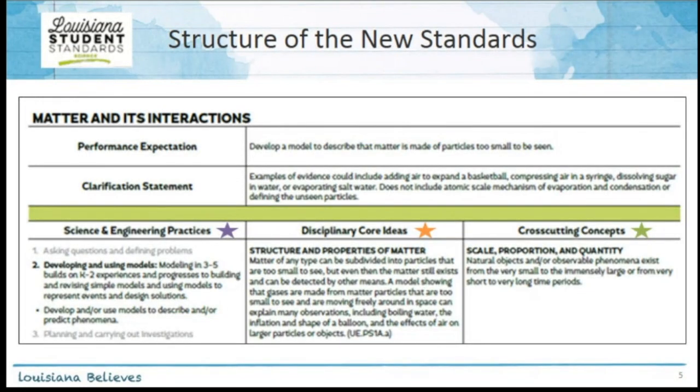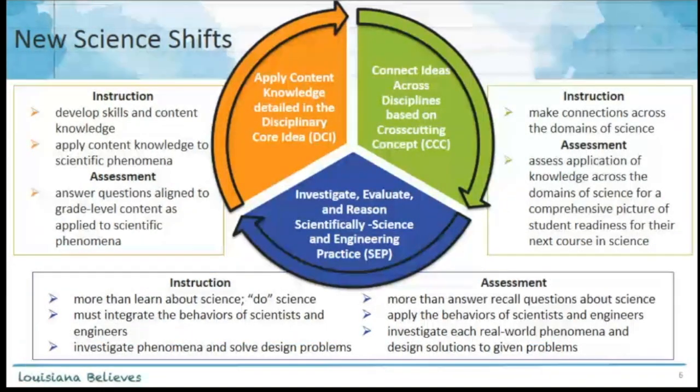This is what the new standards look like, and I feel sure that most of our teachers already have looked at this and are familiar, but here is just a quick go over. The performance expectation is actually the standard. We have a clarification statement that gives us a little bit more detail about the performance expectation, and then there are 3 dimensions to the PE. We have science and engineering practices, we have disciplinary core ideas, and we have cross-cutting concepts. This shows how they all interrelate to each other.